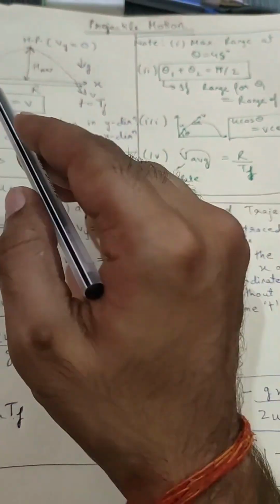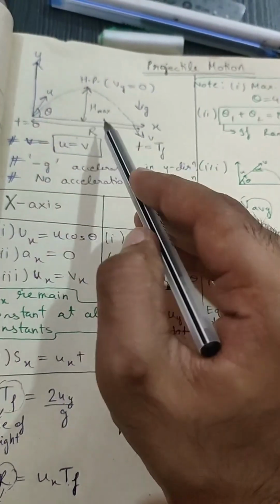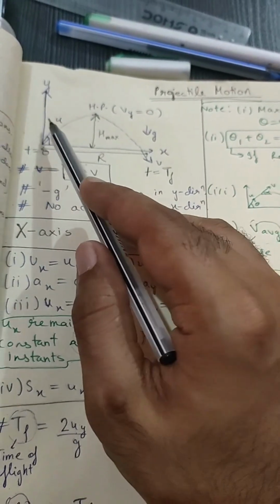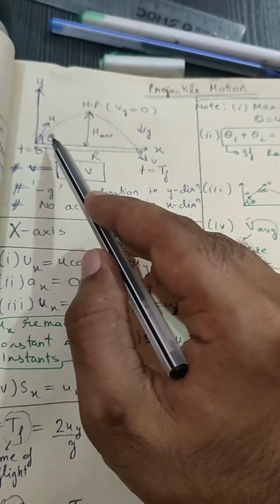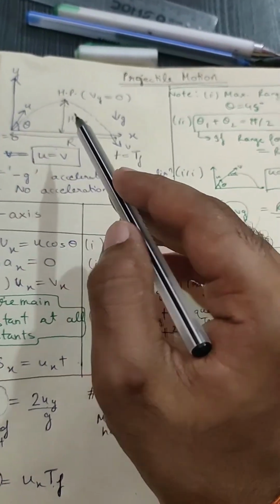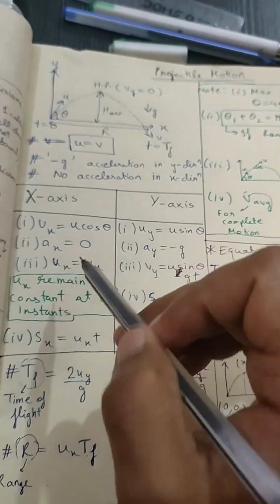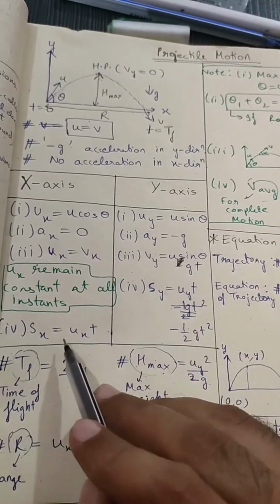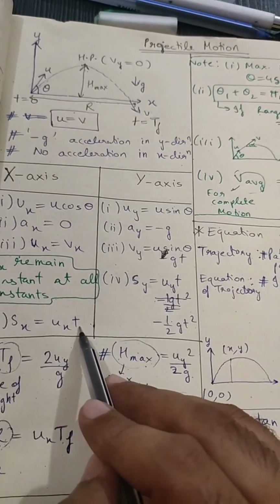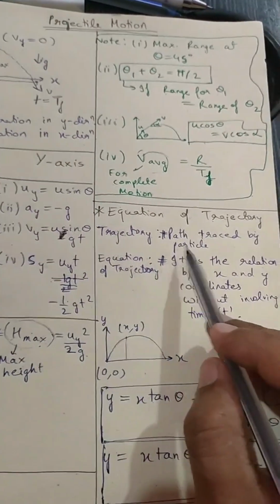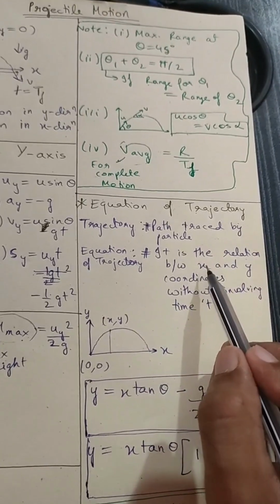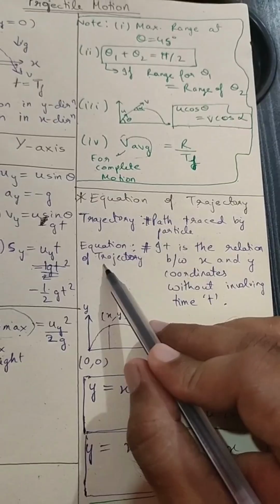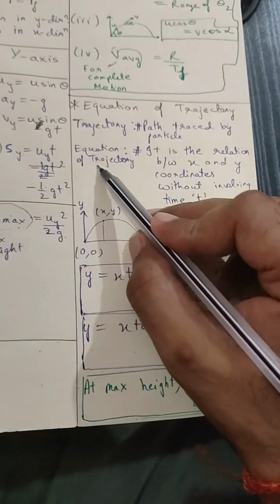That is, if we want to create a relation between the x and y axes without involving time, like in equations of motion, we relate the x and y points without the time variable. If we remove the time variable and establish a relation between x and y coordinates, then it is known as the equation of trajectory. So what are the equations of trajectory we need to remember?